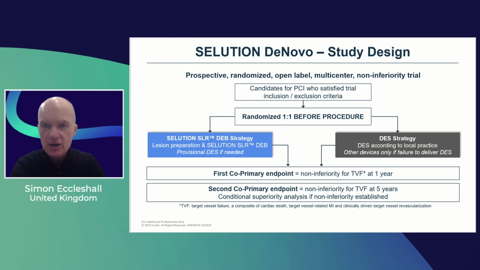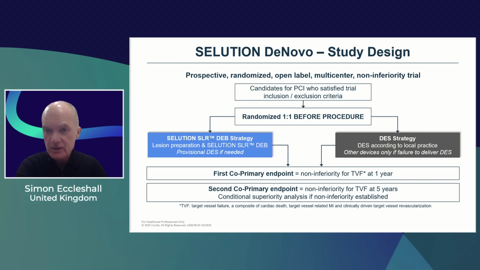So the SELUTION DeNovo study design, I'm sure you've all seen this before, but I'll walk you through it very quickly. It's a prospective, randomized, open label, multicenter, non-inferiority trial. What we were looking for were patients who were going to undergo angioplasty, and as long as they fulfilled the usual criteria, they were randomized before they started their procedure, either to a drug-eluting balloon strategy or a drug-eluting stent strategy.